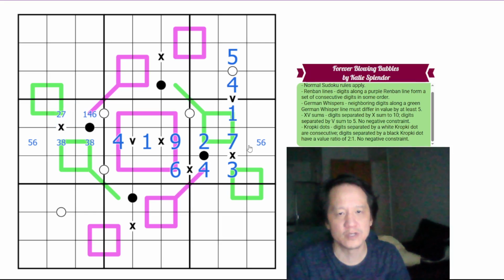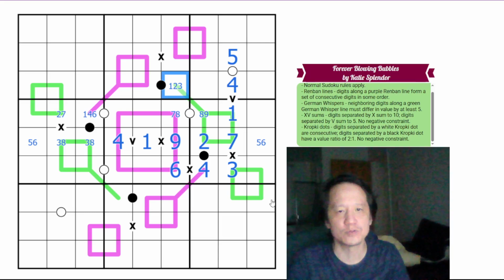This is 2 or 7. 1 and 2 have to be next to 7, 8, or 9. So this can't be 7. This is 8 or 9. If this were 8, it would have to be 7 here because 9 can't be here. If it's 9, this is 8 here. So that's fine. So this must be 5 away from 8 or 9.